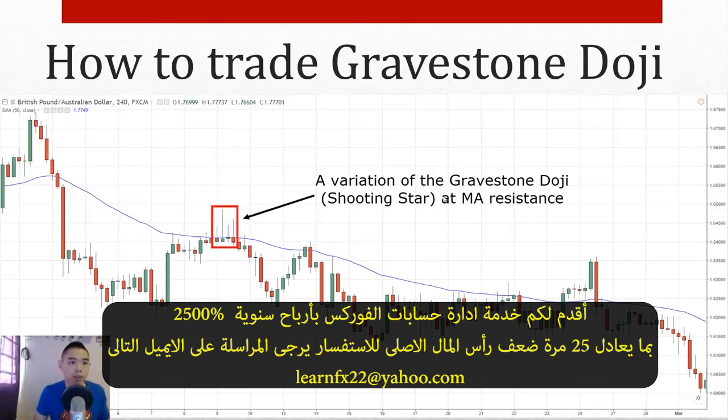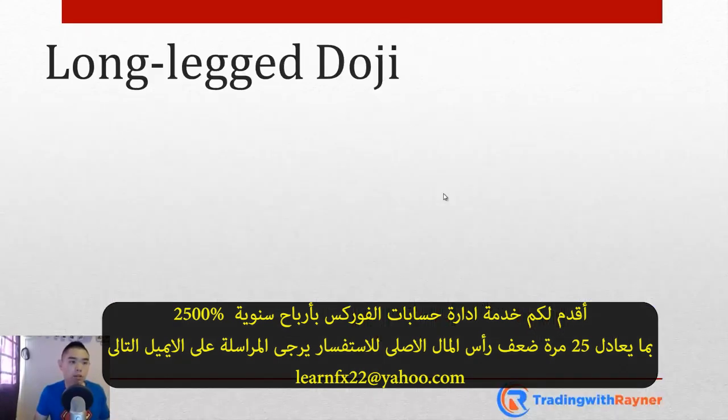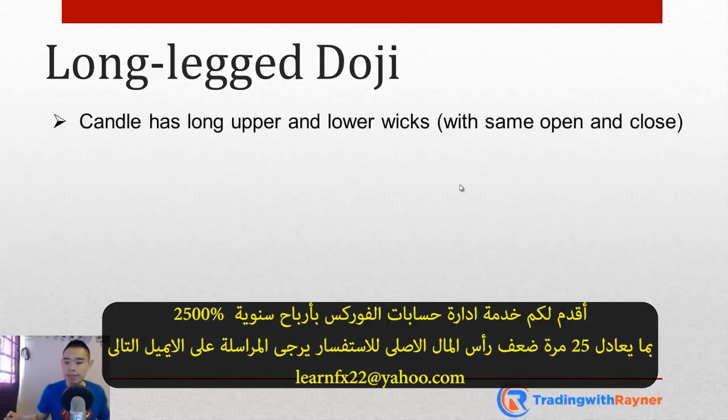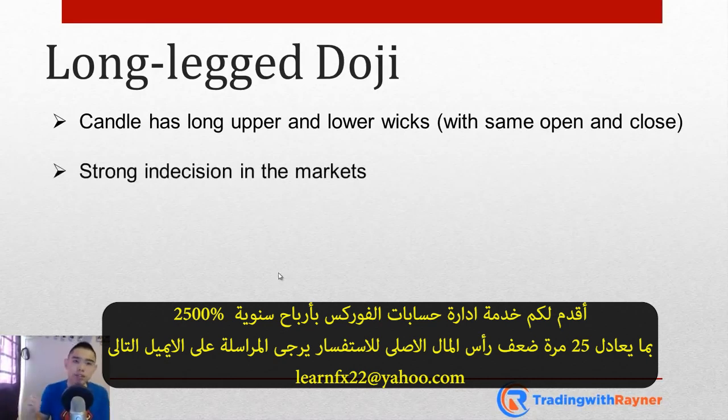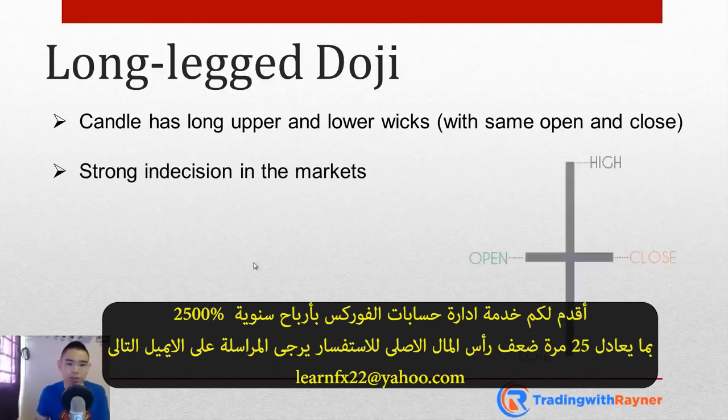At this point, we have covered the Gravestone Doji and the Dragonfly Doji. The third one I want to talk about is the long-legged Doji. Basically, it looks like a normal standard Doji, with open and close at the same level, but this time the upper and lower wicks are very long. This means that there is strong indecision in the market, and it looks something like this. It's like a regular Doji, but this time the highs and lows of the candle are very long, so there is strong indecision in the market.